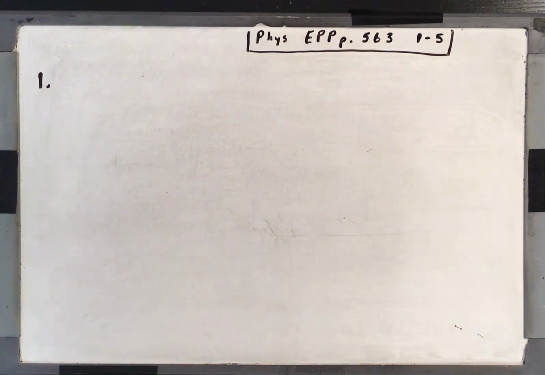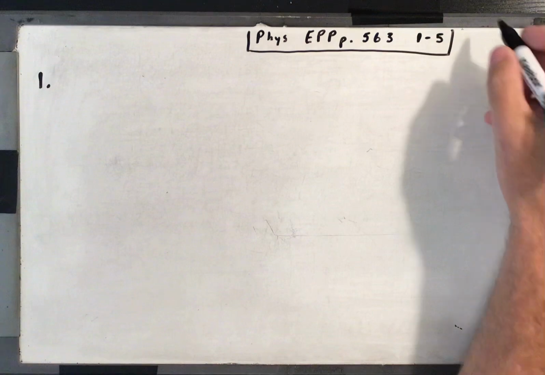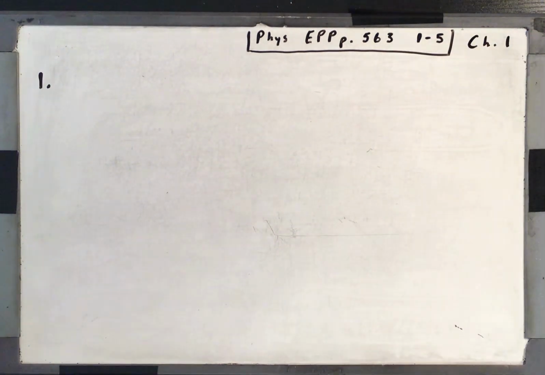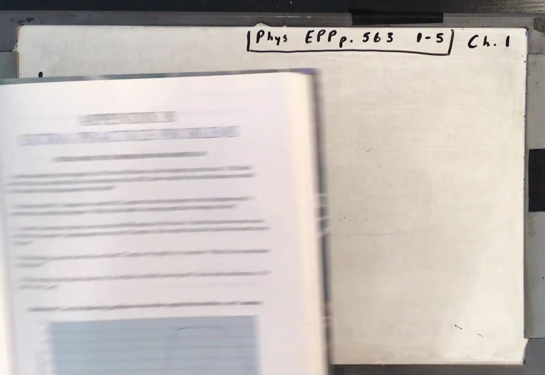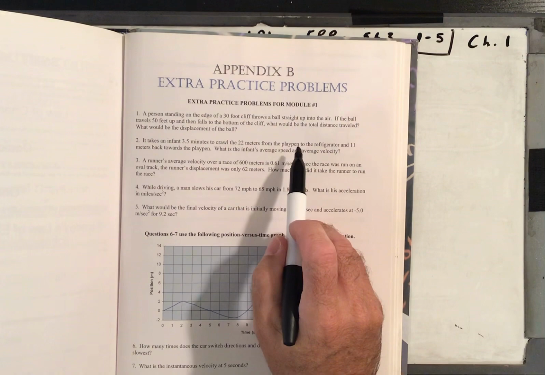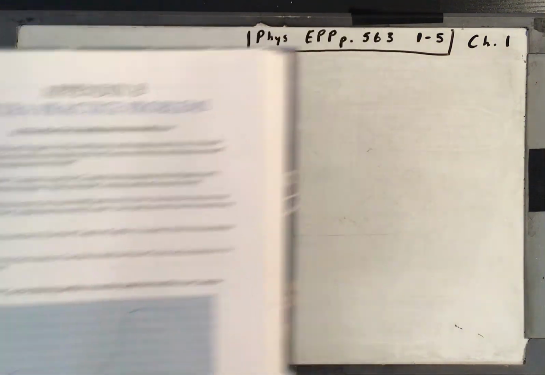Alright, this is the solutions video for the extra practice problems on page 563. This will cover problems 1 through 5. Of course, we are in chapter 1 here. I'm not going to put the book underneath the camera. Just going to read through it since there are no graphs in these problems.